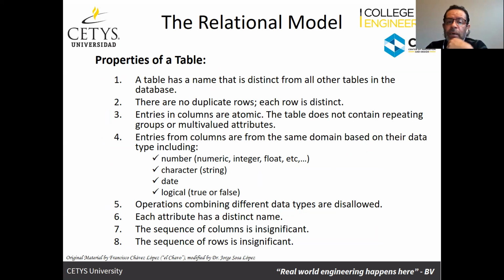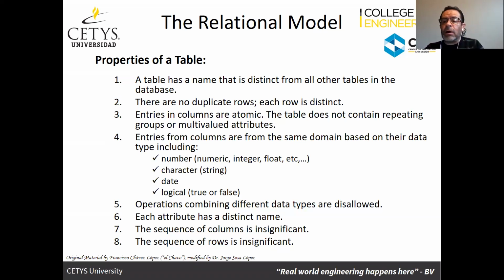A table has to have a distinct name. There should be no duplicate rows or records. That's important. And the entries in each of the columns are what we call atomic. That means they can't be divided. They have to have the same domain, the entries.